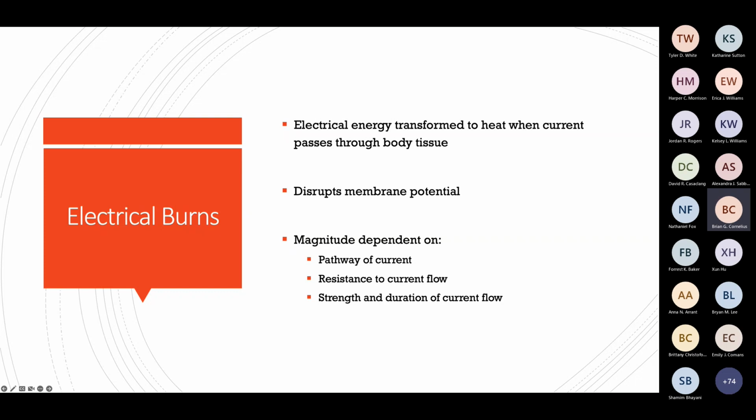Other things that come into play are the resistance of the current flow and the strength and the duration of the exposure. So if you have somebody that's exposed to AC, generally it's a little bit easier on them, even at a higher voltage, because it doesn't maintain contact with the body. A lot of times you'll see they're kind of blown back off of it. Whereas with DC, they tend to stay connected, for lack of a better word. So they have a consistent stream of current going through it.